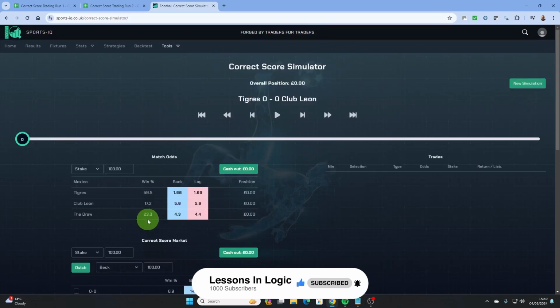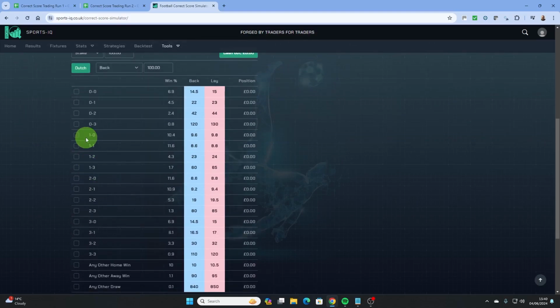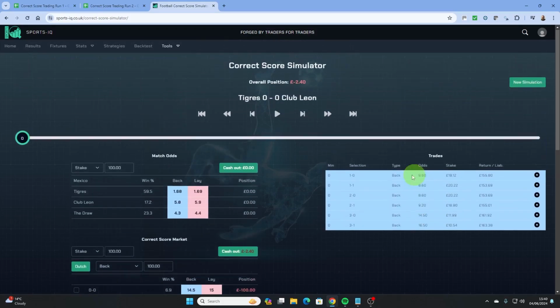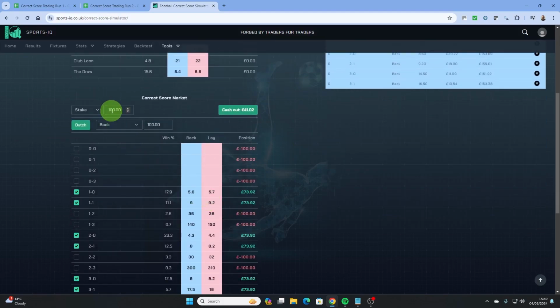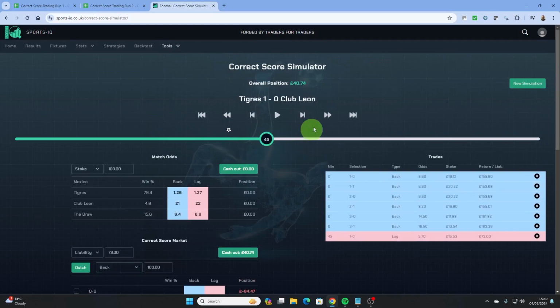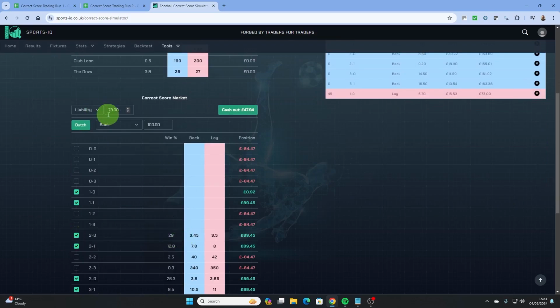So let's try this game. Tigres against Club Leon. So we'll load the Sports Trading Live scores back in. And we've got 1-0 at half time again, which is good for us. So we'll take the 73 liability from that. That goes 2-0, so we can now take the 89 liability from there.